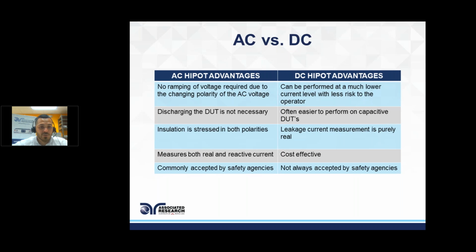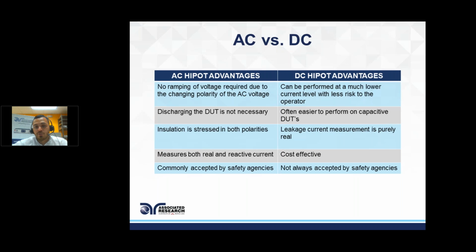But if you're seeing way too much reactive current, then they'll say it's okay to run this test in DC. That's one of the advantages of DC. It can be performed at a much lower current level with less risk for the operator. Usually in DC, during the dwell cycle, while I'm actually performing the test, my leakage is going to be slim to none because that's the purely resistive leakage. So it's less harmful for any operators, and it's often easier to perform on a capacitive test. Now we've made it easy.